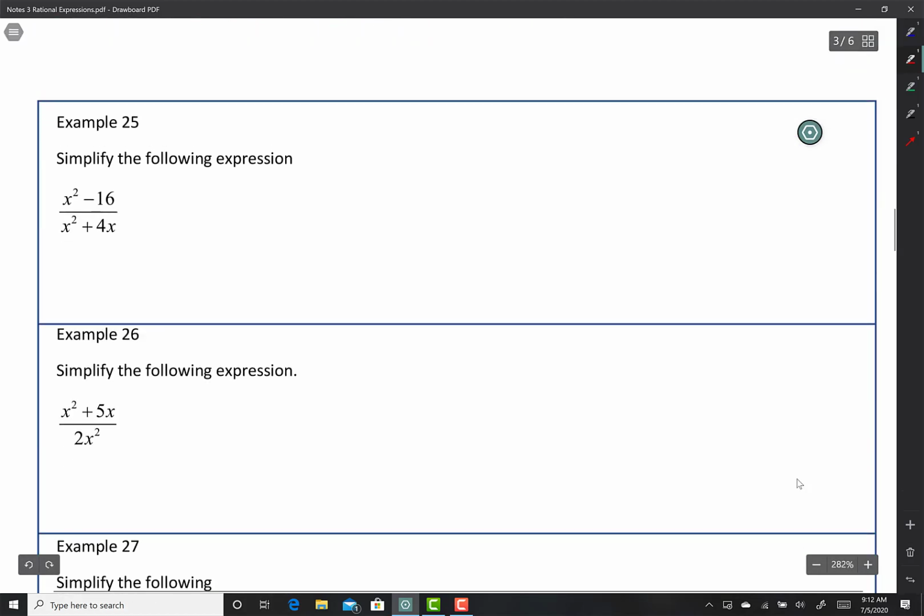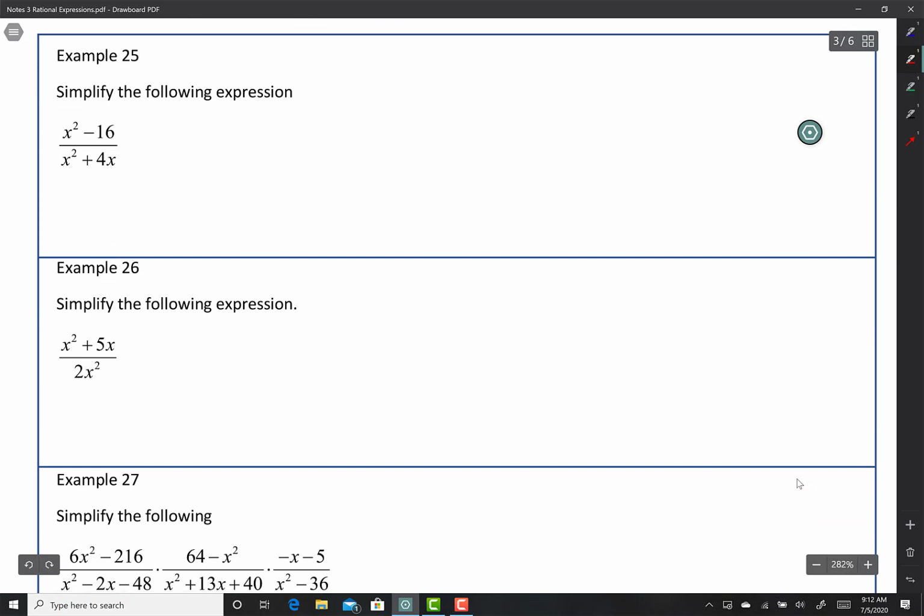Example 25. So we're flying through this. I don't think you guys will have any issues here. Again, x squared minus 16, that looks like the difference of squares. X times x is x squared, 4 times 4 is 16. So I can write the numerator as x minus 4, x plus 4. And on the bottom, it looks like you can only factor out an x. So x, and then I'm going to have x plus 4.